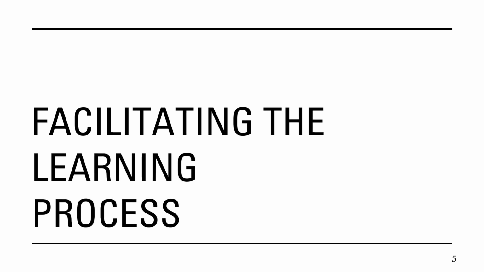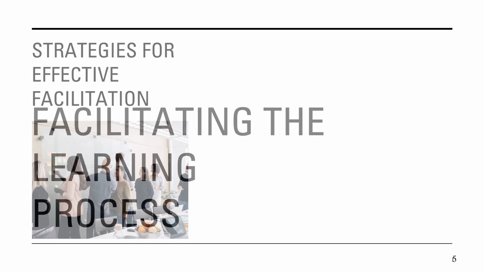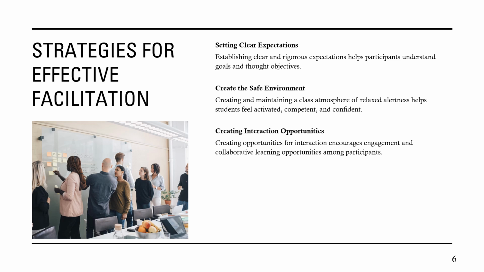Facilitating the learning process. Self-motivated learning only happens when students have the freedom to choose how, what, and when they want to learn, as well as what they want to accomplish. Students must meet high standards for behavior and thought from their teachers. By establishing a clear and rigorous expectation, students understand goals and thought objectives more clearly.